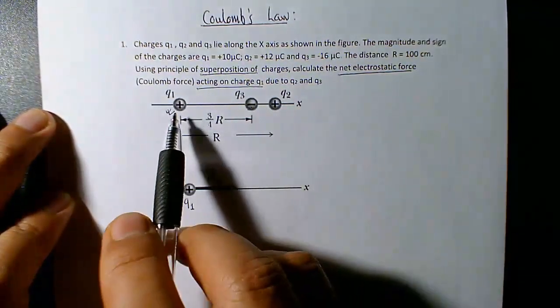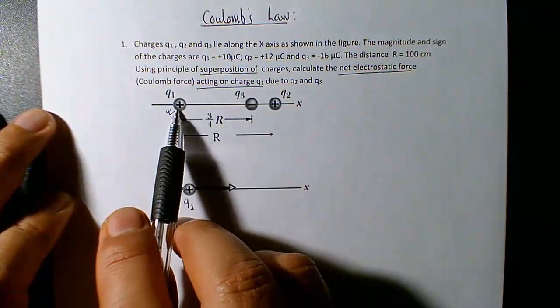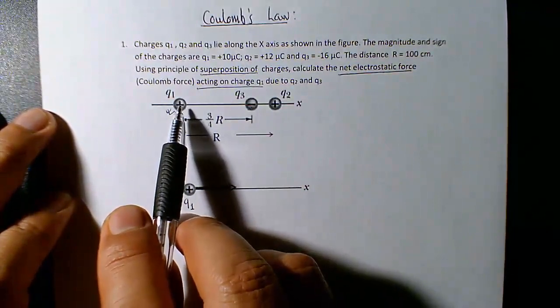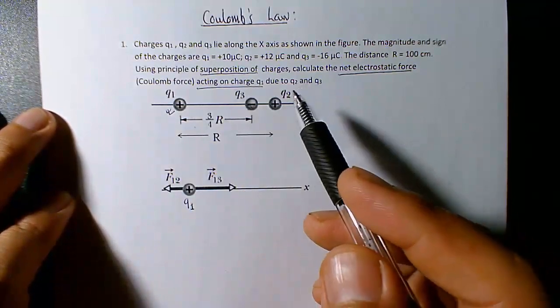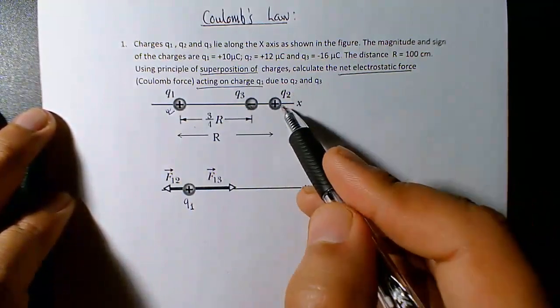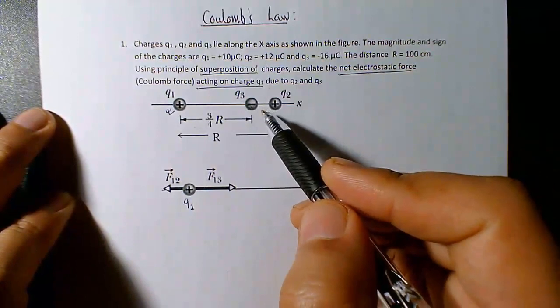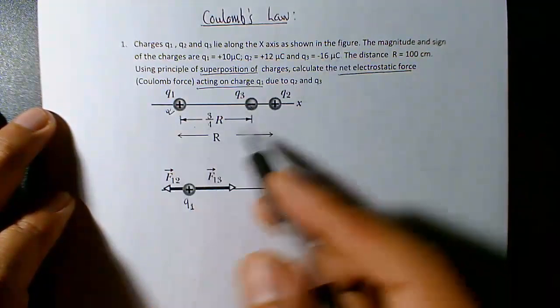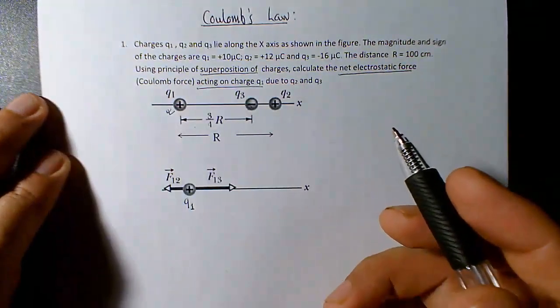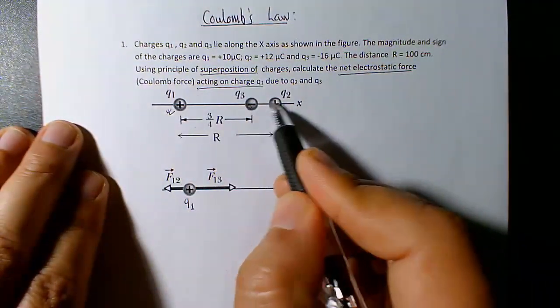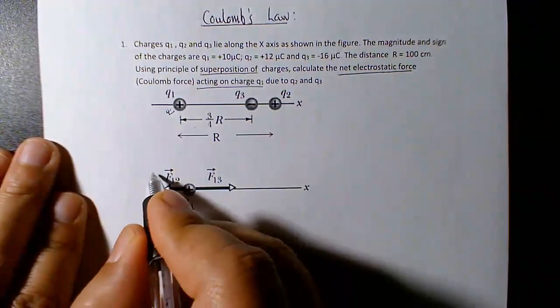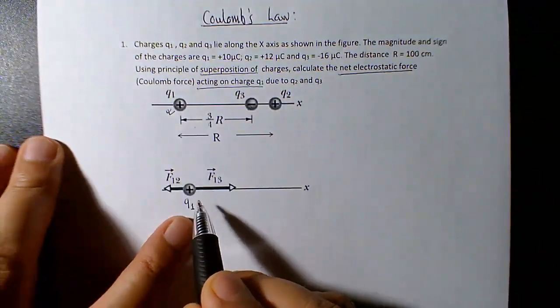So we're calculating the net electrostatic force, or electrical force, on Q1 due to the presence of Q2 and Q3. Or it may ask you what's the net force on Q2, or what's the net force on Q3. But in this particular problem, as an example, it's just asking what's the net electrostatic force acting on Q1 due to these two charges. So here's the free body diagram. First of all, the vector free body diagram.